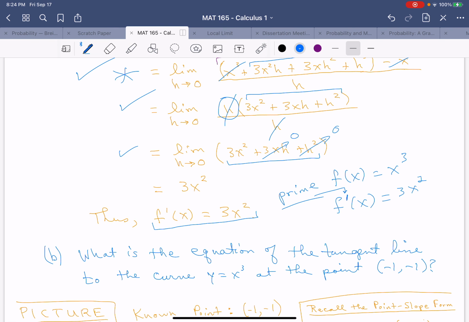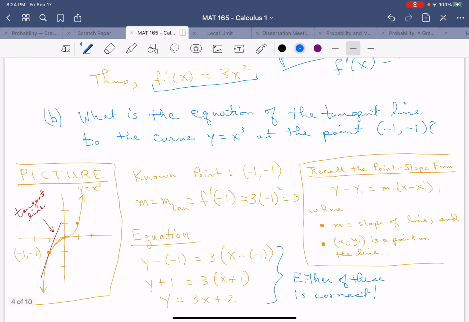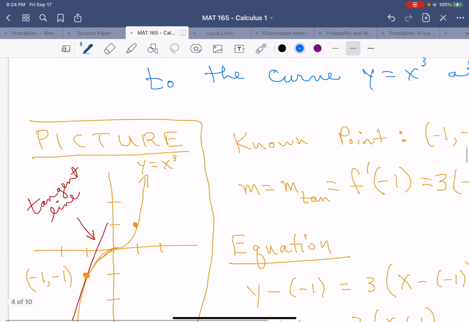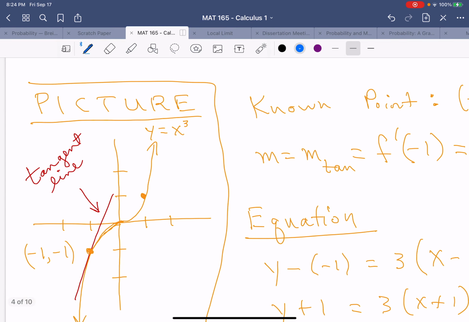So part B says, what is the equation of the tangent line to the curve, well, our y equals x to the third, at the point -1, -1. And if you just spend a little bit of time there, you can convince yourself that the point -1, -1 is in fact on that curve. Well, let's look at a picture. So let me draw your attention first. I'll blow it up a little bit if I can do this.